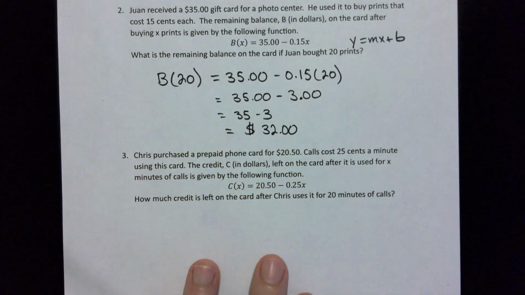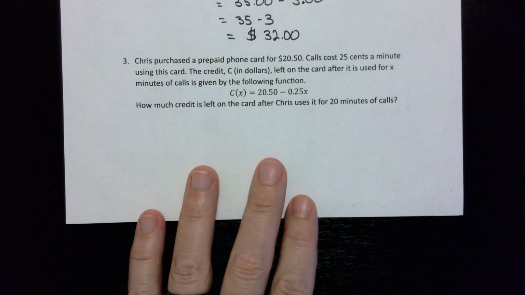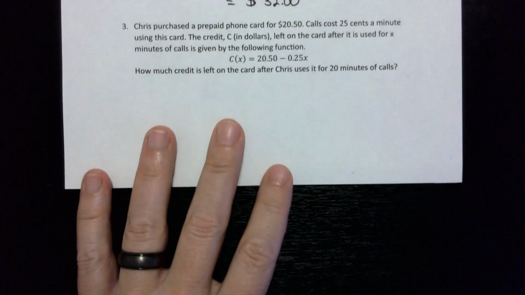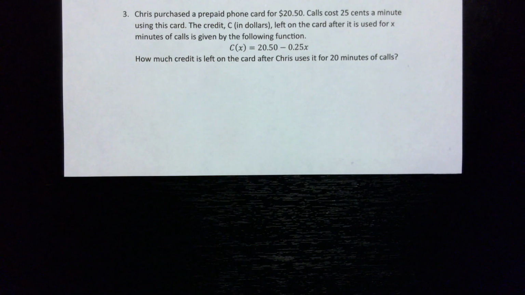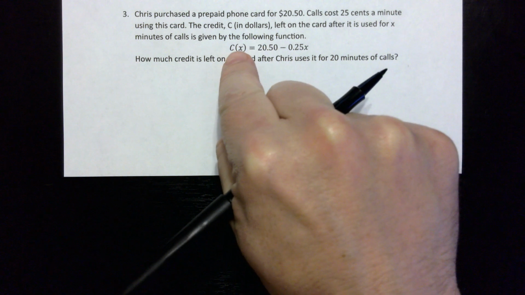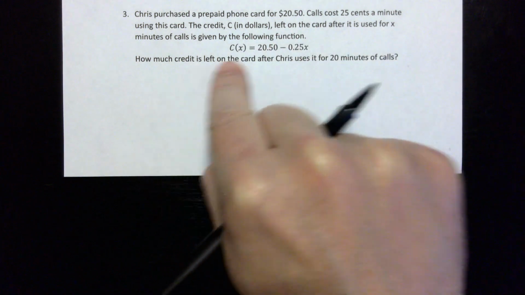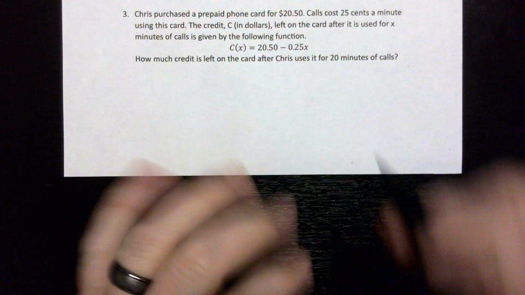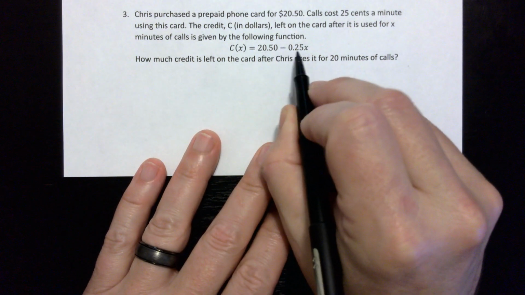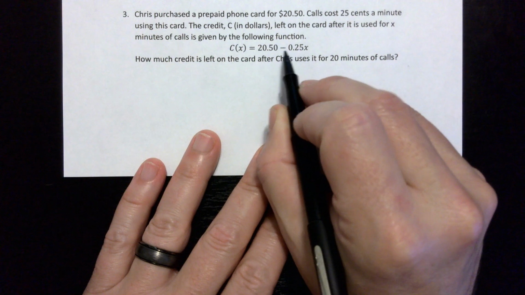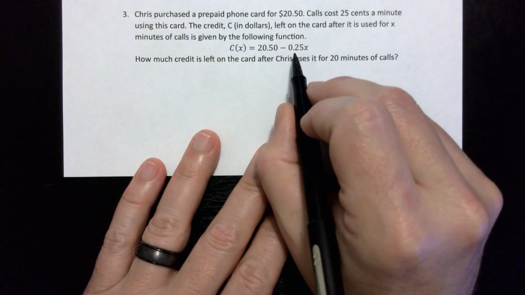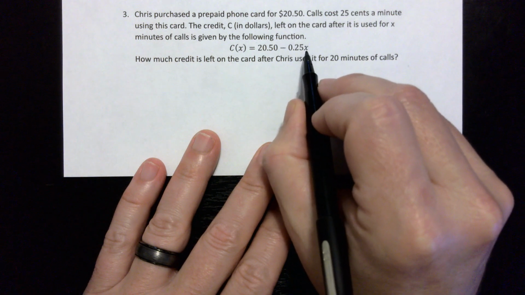Let's take a look at this last one. Chris purchased a prepaid phone card for $20.50. Calls cost 25 cents a minute using this card. The credit C in dollars left on the card after it's used is given by this function. Again, this is linear. This is the starting amount, the y-intercept, and this number in front of the x is our slope. It's a negative slope. It's going down. So this $20.50 is decreasing by 25 cents every time x goes up, so every minute.